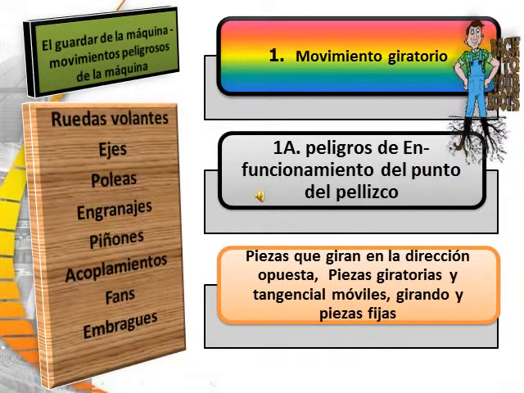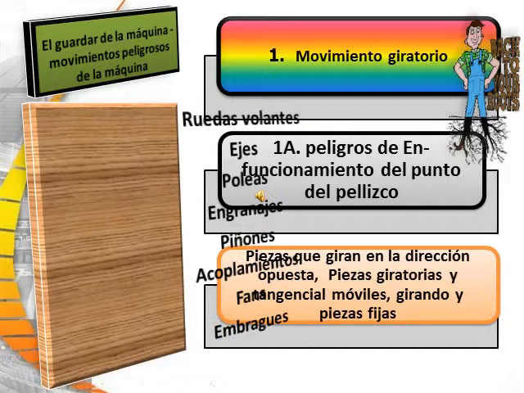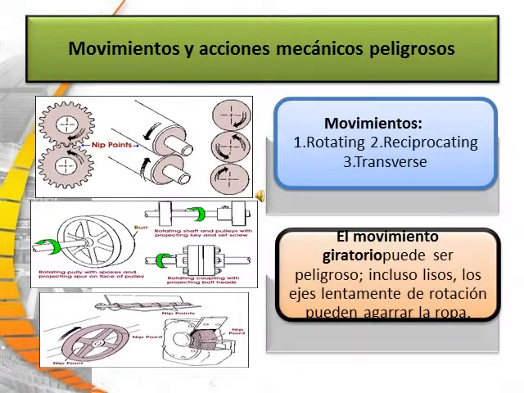Machine guarding, hazardous machine motions. This would include flywheels, shafts, pulleys, gears, sprockets, couplings, fans, and clutches. It would include in-running nip point hazards, parts which rotate in the opposite direction, as well as rotating and fixed parts. Hazardous mechanical motions and actions include motions such as rotating, reciprocating, and transverse.